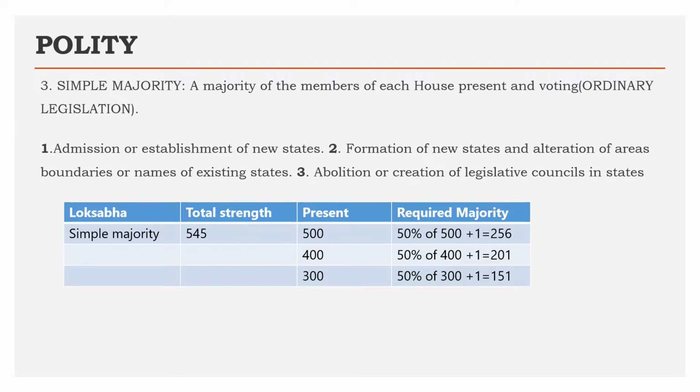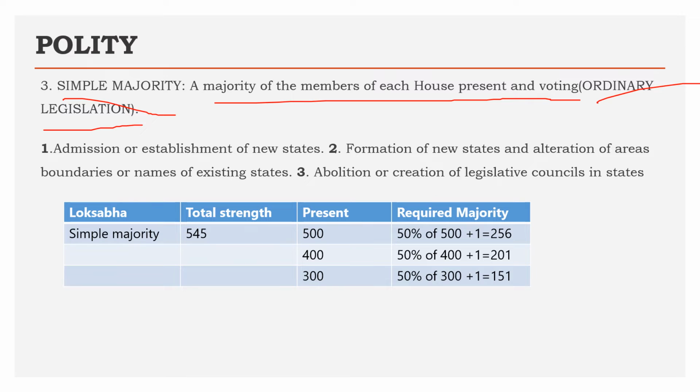Now next is simple majority. This simple majority is used for ordinary legislation, that is, the daily activities of parliament. Any kind of bills, for example ordinary bill, financial bill, money bill, all kinds of bills are passed just by simple majority. Simple majority is nothing but how many members are present and voting at that point of time.